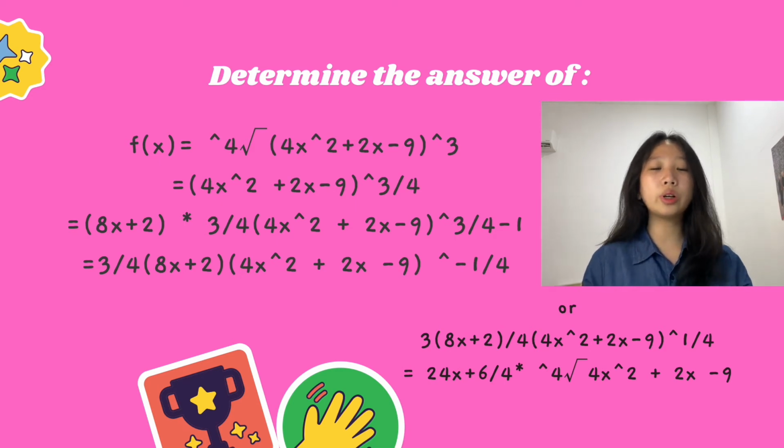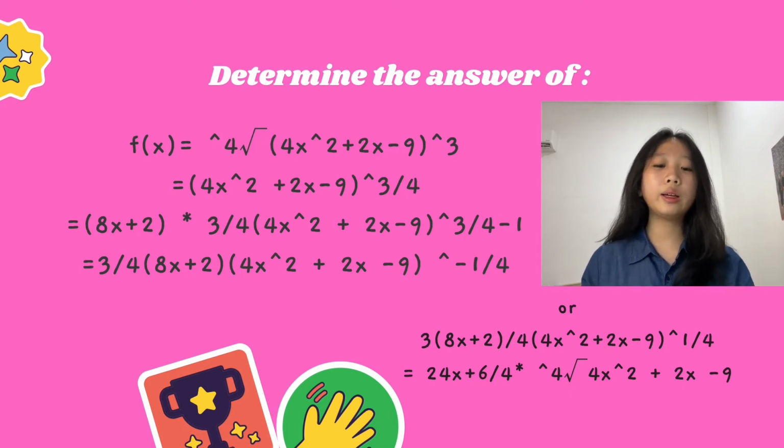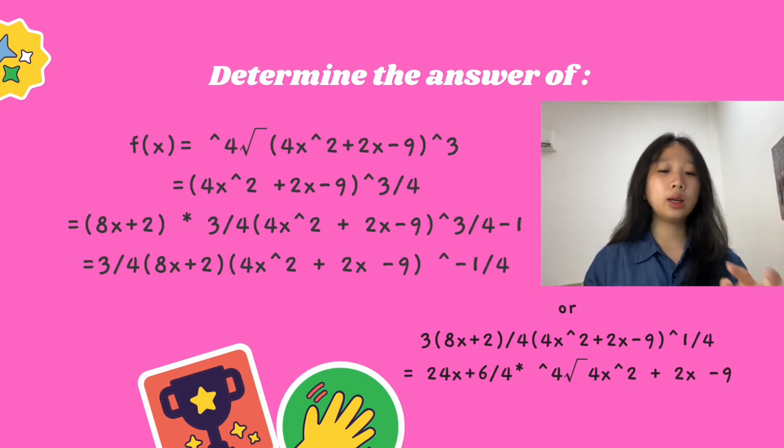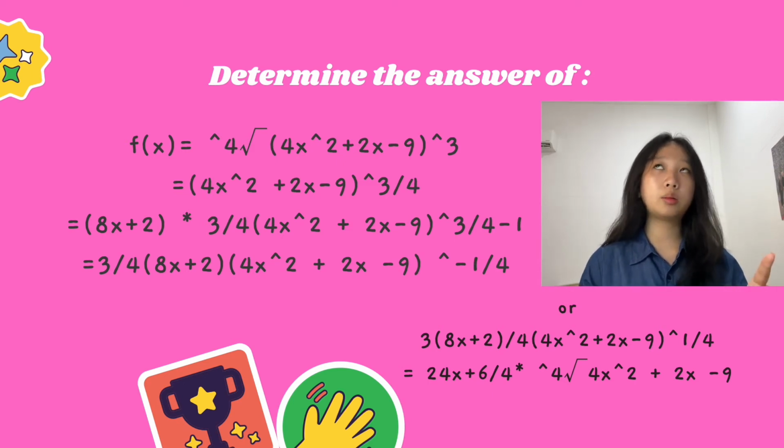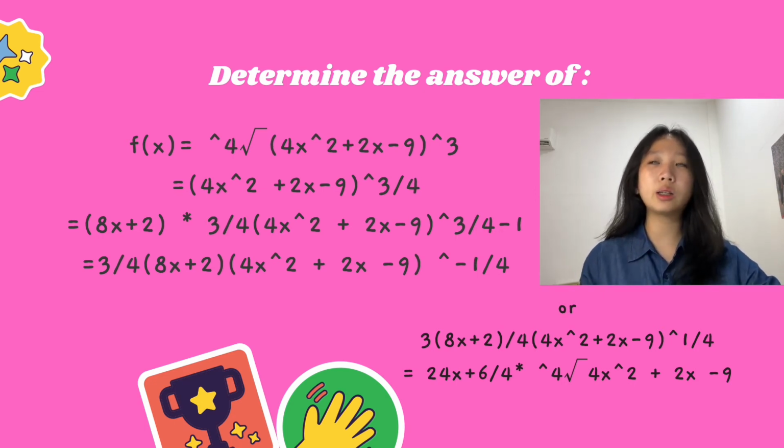And the equation, we're going to take the derivative of the expression without the power, so it remains 8x plus 2, times the power. The power is 3 per 4 times the equation, exactly 4x power of 2 plus 2x minus 1, and for the power we're going to subtract 1, so it remains minus 1 per 4. So for this point, the answer is already correct, but we can make it into another form, which is the same as the question, the roots.